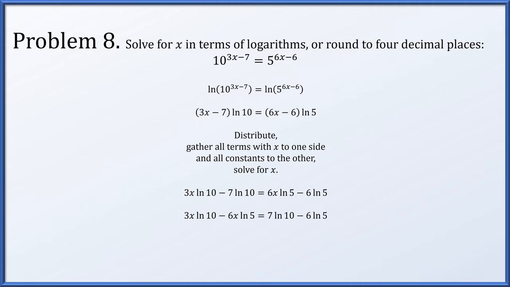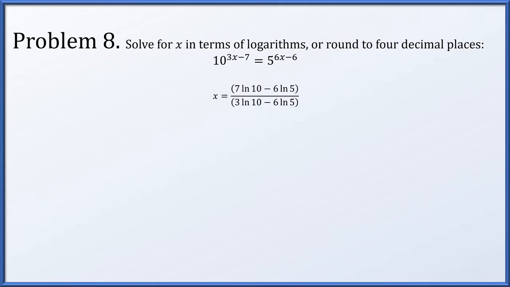Moving all of the terms with x to the left and all of the terms without x to the right, 3x log 10 minus 6x log 5 equals 7 log 10 minus 6 log 5. We can factor an x out of the expression on the left and then divide by what remains. To solve for x is equal to 7 log 10 minus 6 log 5 all divided by 3 log 10 minus 6 log 5. So we've solved for x to be 7 log 10 minus 6 log 5 over 3 log 10 minus 6 log 5.